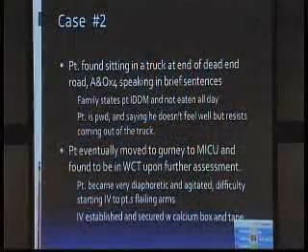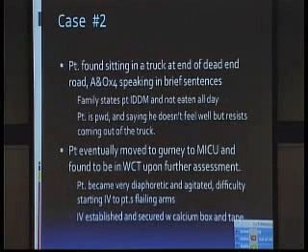Okay, so again, put yourself in the paramedic situation. So there's a patient sitting in a truck at the end of a dead-end road, oriented, speaking in quick sentences.